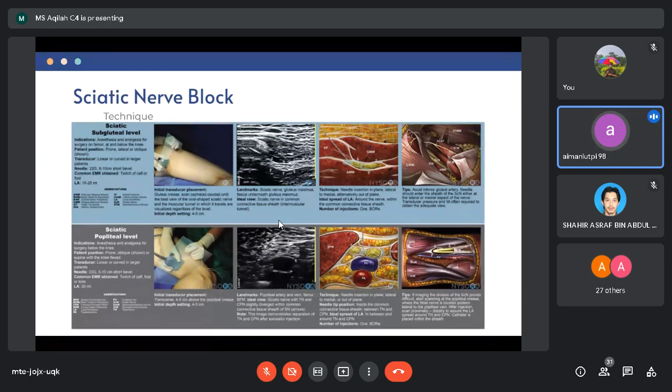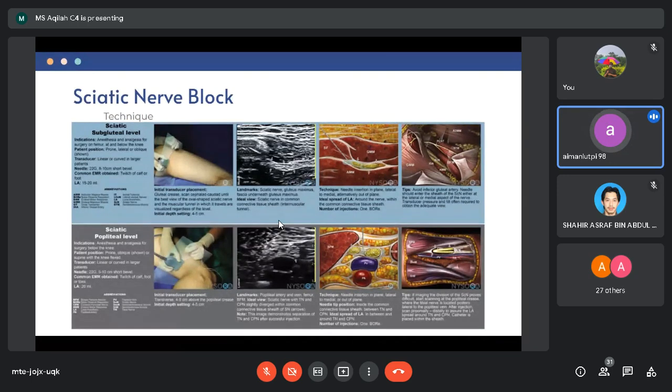And at this point, you can see in the ultrasound the landmarks, a popliteal artery and the femur. The ideal view is the sciatic nerve, where the tibial nerve and the common peroneal nerve slightly diverge within the common connective tissue.